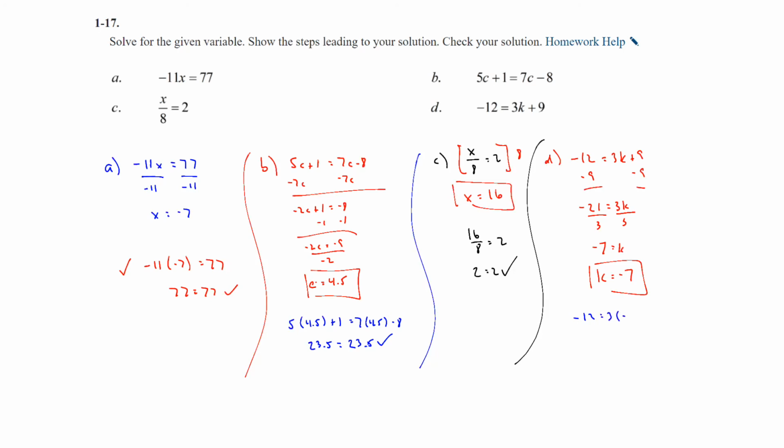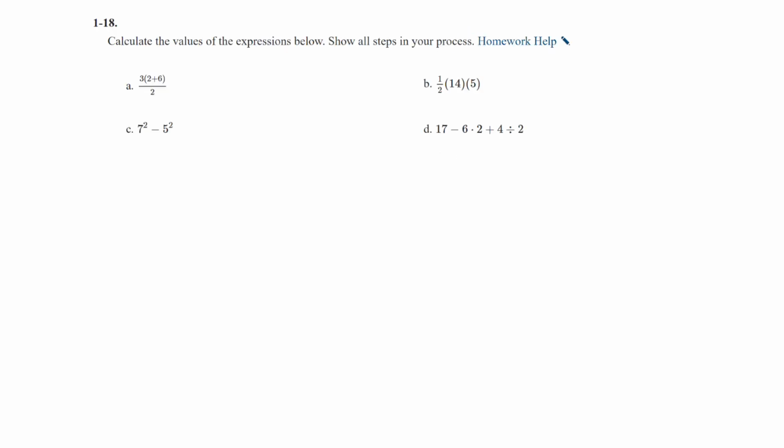So is 3 times negative 7 plus 9 equal to negative 12? Well, negative 7 times 3 is negative 21. Negative 21 plus 9 is negative 12. So yes, it does check. So that's how we solve different equations for variables, whether they're variables on both sides, different operations, things like that. But also, once again, make sure you do check your solution.